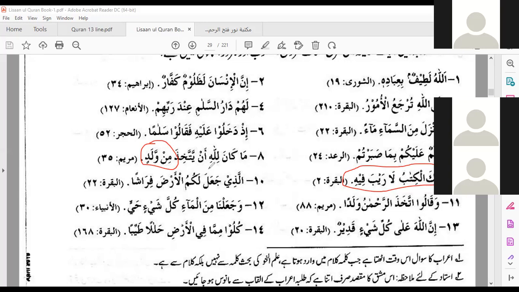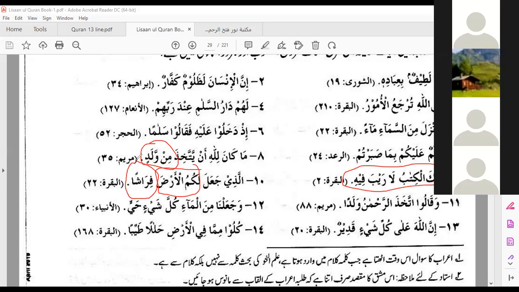Yes, sister Mariam, go to 10 and identify these two. Allazi ja'ala lakumul arda firashan. So lakumul arda has a fatha on it, so it's mansub, and it's the status.